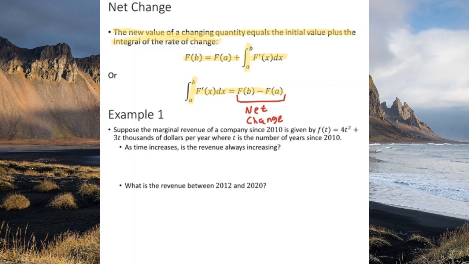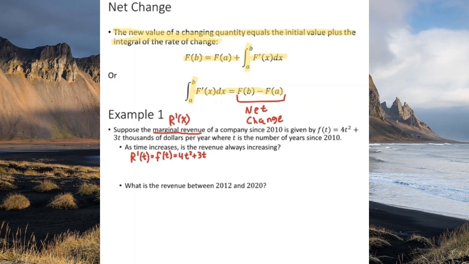First, we want to determine, as time increases, is the revenue always increasing? To answer this question, we have to recall what marginal revenue represents. Marginal revenue is the derivative of a revenue function. So what we're saying by the wording of this problem is the derivative of our revenue function is equal to f of t, which is 4t squared plus 3t.